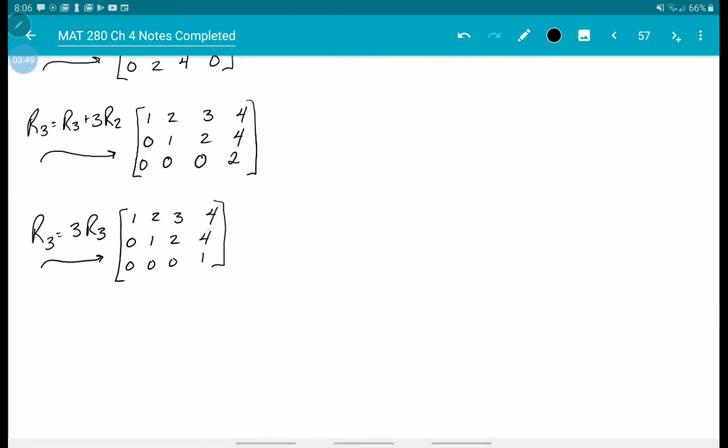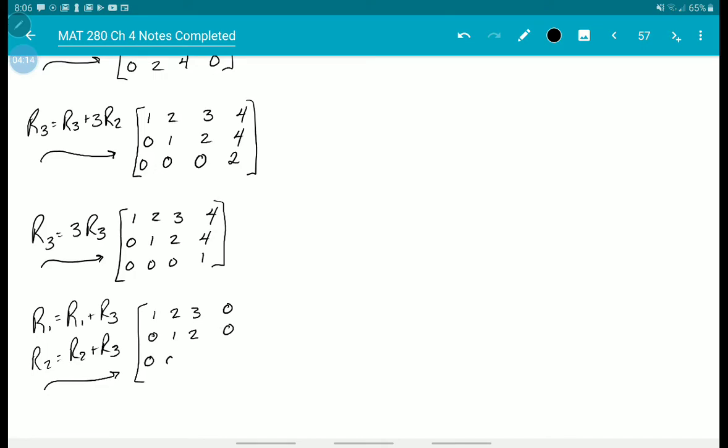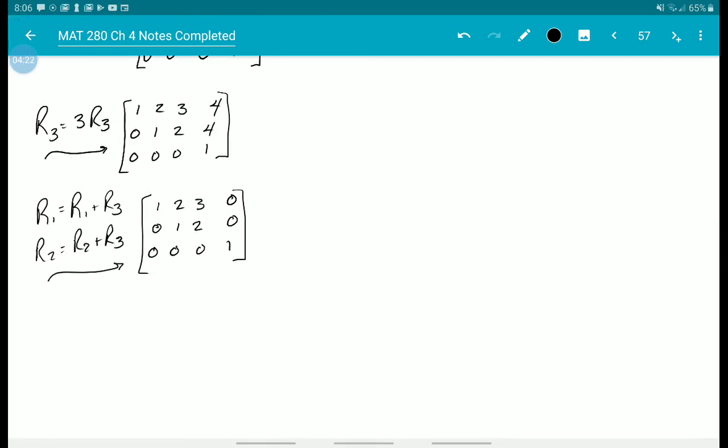Now we want to zero out these. I am going all the way to RREF. I just think it makes it easier. So row 1 plus row 3. 4 plus 1 is 0. Row 2 is row 2 plus row 3. 4 plus 1 is 0. And then I'm almost in RREF. I just need to zero this out.